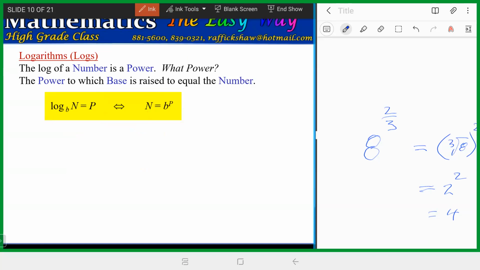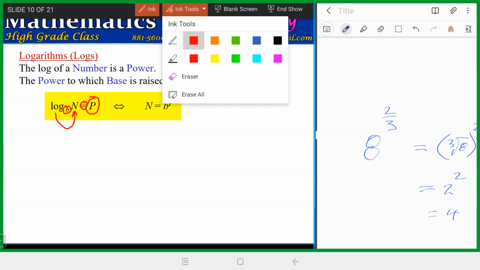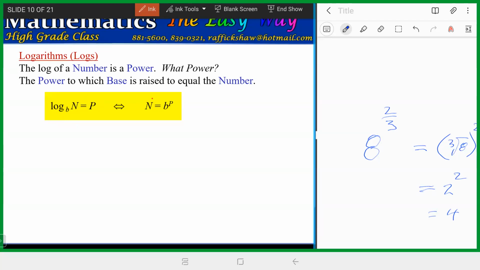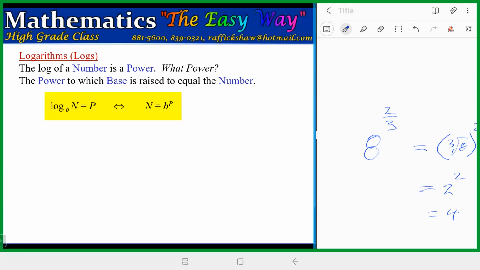All right, so look at it carefully now, guys. N is a number, B is a base, P is a power. The log of this number to this base is equal to this power. That's what we say. So this number is equal to this base raised to this power. The number is equal to the base raised to the power. And we can put values to this and prove it to be true.